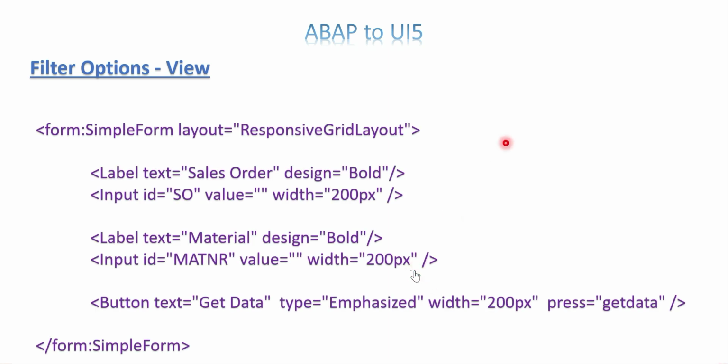At view level, you can write whatever you want, but here I prefer to go with a simple form for my layout. So I'm going to add a label with the text sales order, and one for material, each with a label and a text. This ID is pretty important, because we are going to read the value from the ID only. So this is the ID of the input box, and this is the ID of the other input box. Finally, I have a button with text, and then we have the action called press equal to get data. Technically this is the event handler, and this function is going to be implemented in the controller.js file.